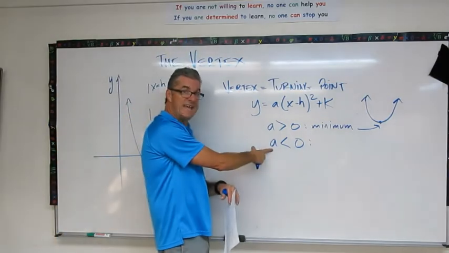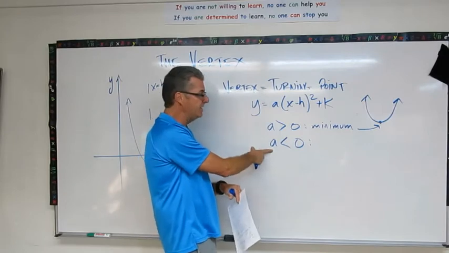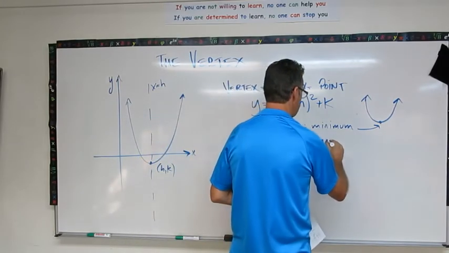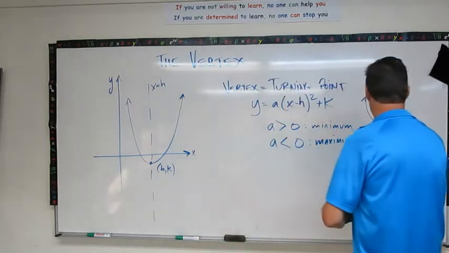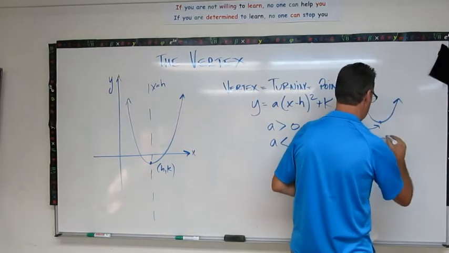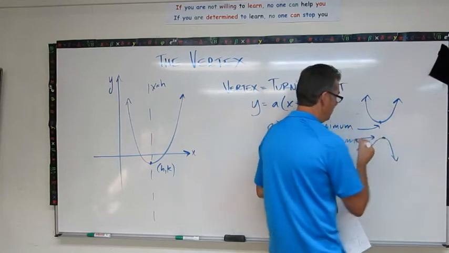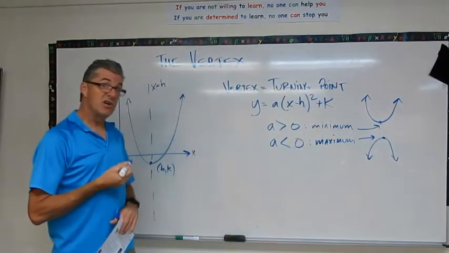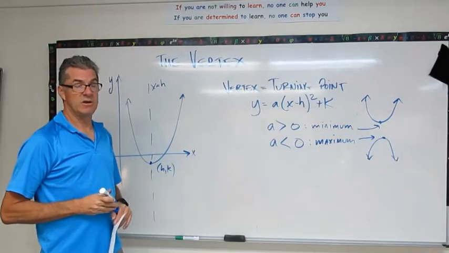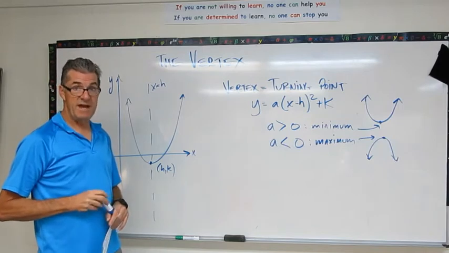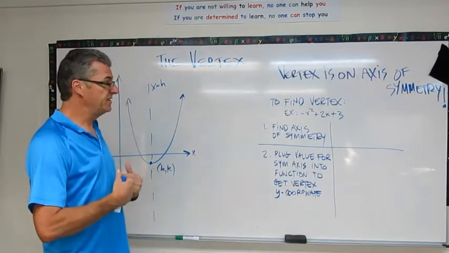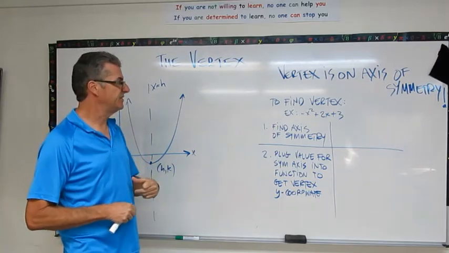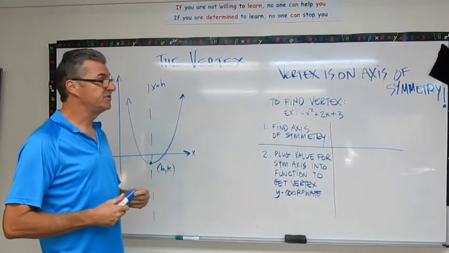Similarly, when a is less than 0 or negative, the vertex is a maximum, which means that the parabola looks like that. And that means that the parabola never gets higher than that coordinate. So the vertex represents a maximum. Now, if you have a quadratic in whatever form, it's pretty easy to find both the vertex and the axis of symmetry. So we're going to do that from standard form.